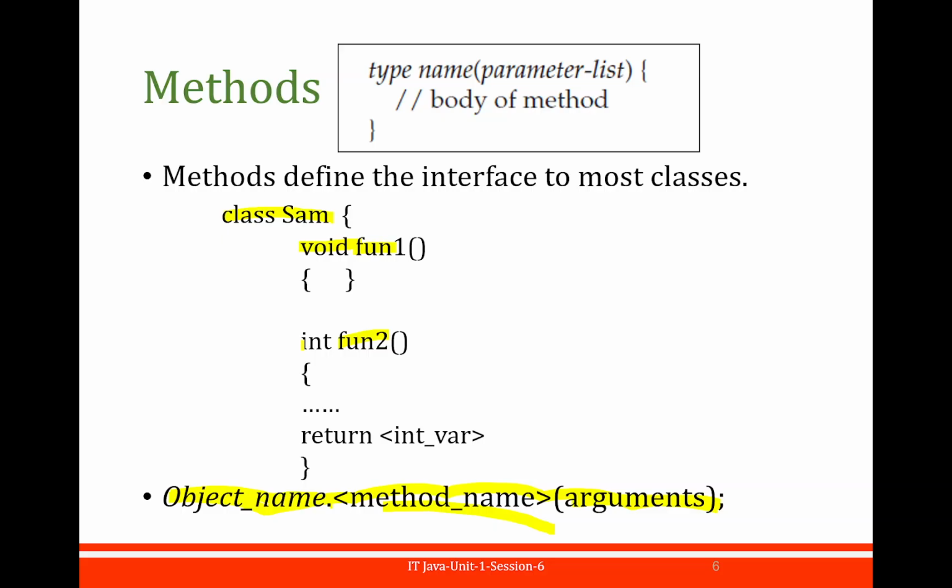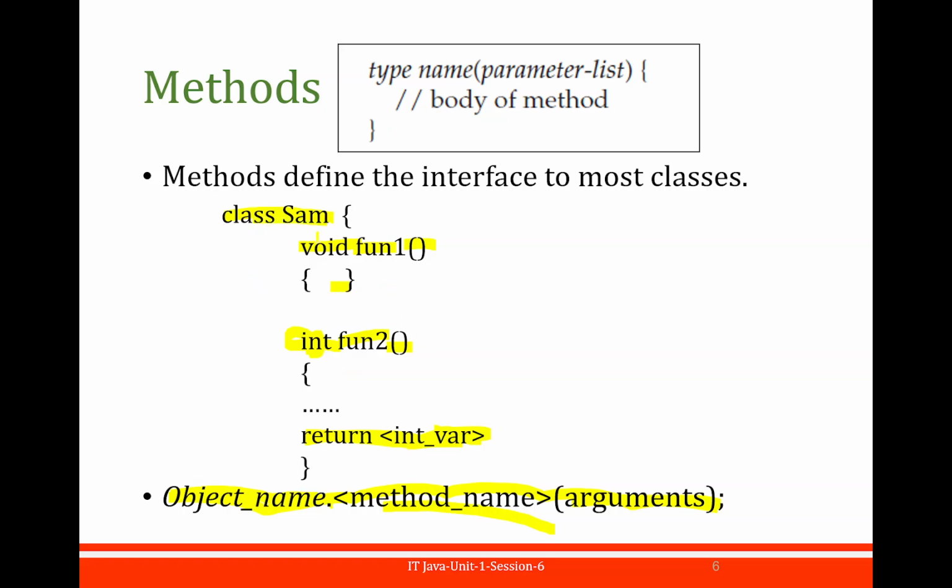Function2 is returning an integer value, hence we are using the int data type. And you can notice here both the methods do not have any arguments. The first method does not return any value, whereas the second method is returning some integer value. Since we have given int here, obviously it must have a return statement which returns an integer value. So this is how we define a method inside a class.